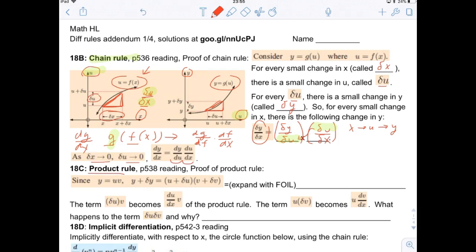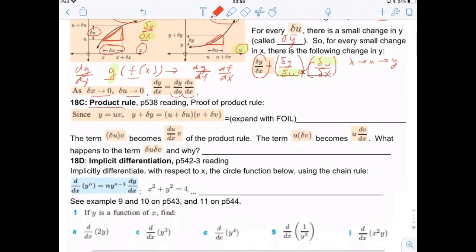Now for product rule, we're going to look at the same thing. We're going to look a little bit at the proof, because in the SL book they don't talk about the proof. We're just going to talk about the strategy of the proof, not the rigor of the proof. Basically, when you do product rule, you have a function y which is equal to two functions multiplied times each other, u and v, right?